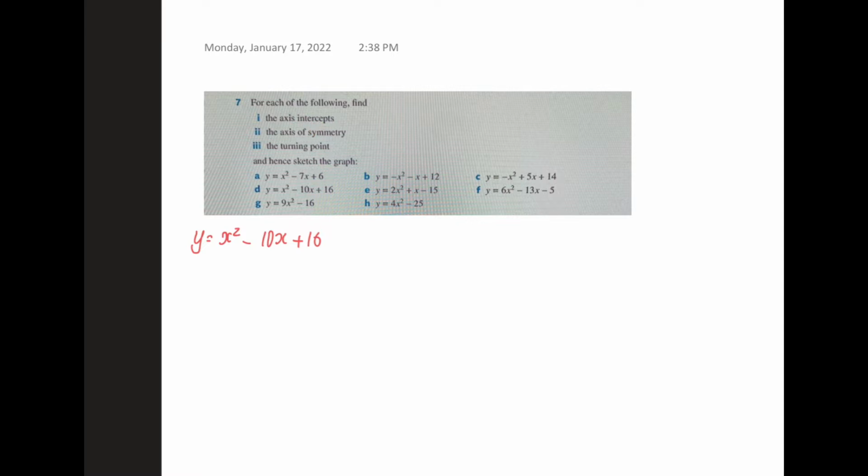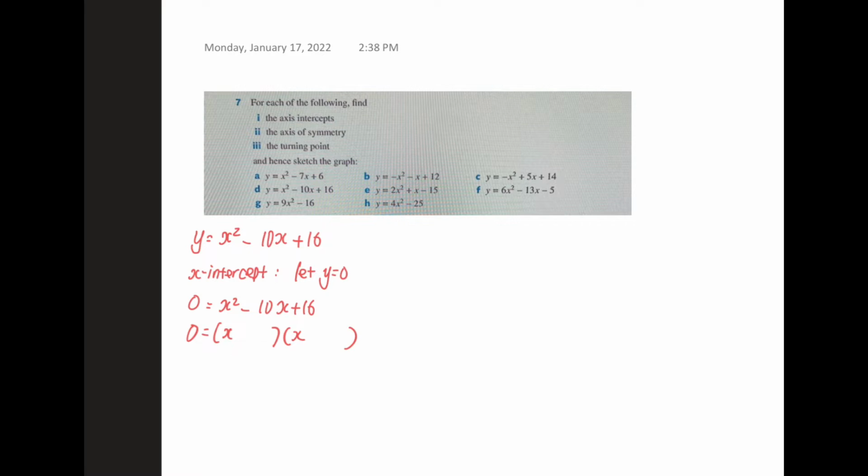To find the x-intercept, we have to let y equal 0. So we let y equal 0, and then we get this. As you can see, I replace the y with 0, and now I factorize it. You may use a calculator to get the factors also. We have to think of two numbers that multiply to get 16, and at the same time when you add up you get negative 10.